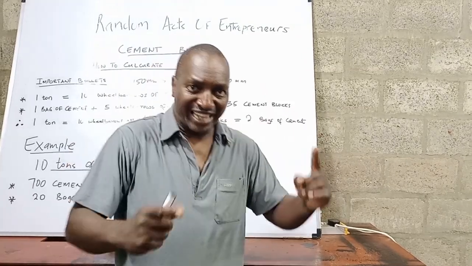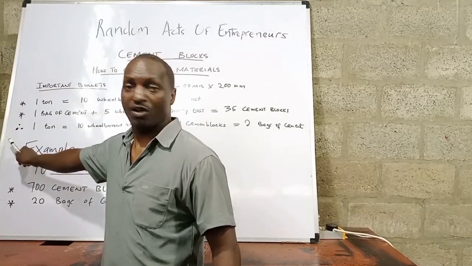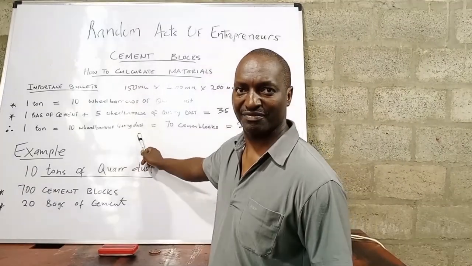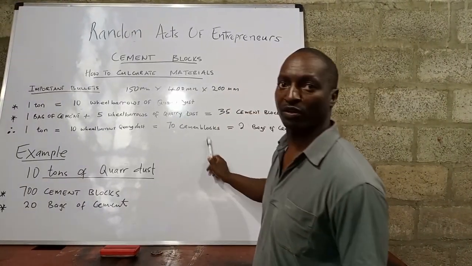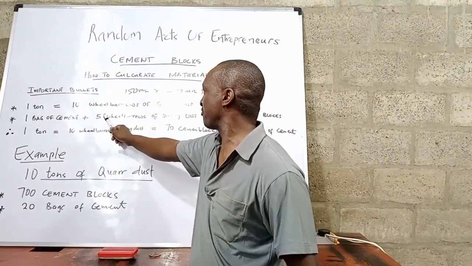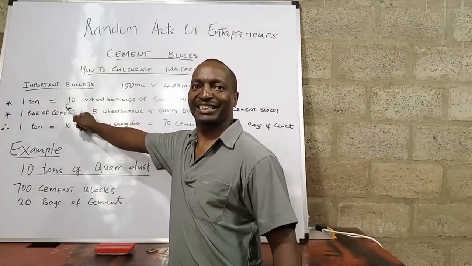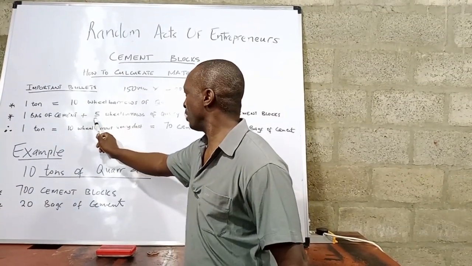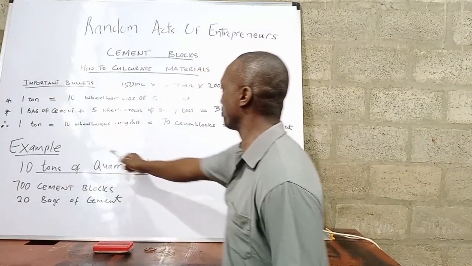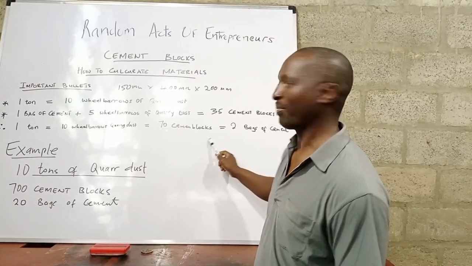So on a one ton, I've actually said here, therefore, on one ton, you will get 10 wheelbarrows of quarry dust, you will get 70 cement blocks, because one bag of cement plus five wheelbarrows of quarry dust, you're going to get 35. But now we said on a ton, there's 10 wheelbarrows. So if you do another five, that means you have to mix another bag of cement to make it 10, then it will be equal to one ton. Therefore, you will produce 70 cement blocks.